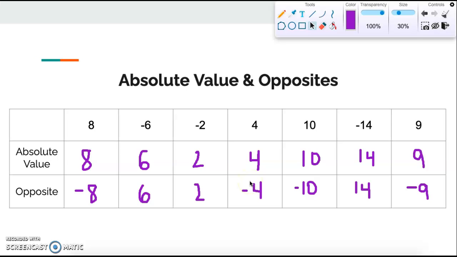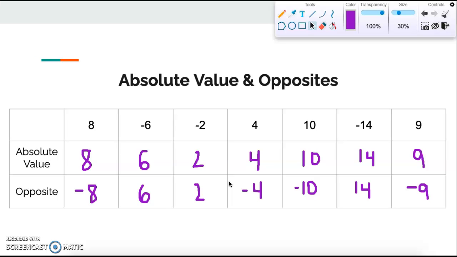Okay, so how are absolute value and opposites related? They are not the same thing. Okay, absolute value is distance, and it's always positive. Opposites are numbers that are the same distance but different direction from 0 on a number line. They are positive and negative. Okay, that's the big difference. They're not the same thing.